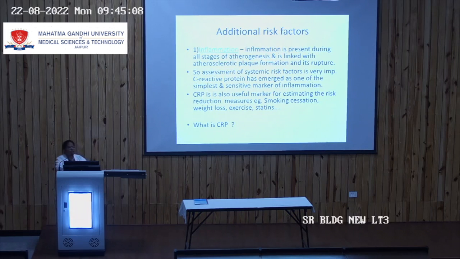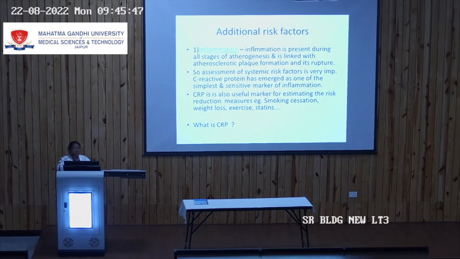Now, there is an additional risk factor, inflammation. According to the new theory of the development of atherosclerosis, inflammation is present in all stages of development of atherosclerosis. So, if there is inflammation in the body due to any cause, there will be release of cytokines, growth factors, and all the factors involved. So, this is a very important modifiable risk factor. If there is any inflammation, you should look to the source of the inflammation and correct it.